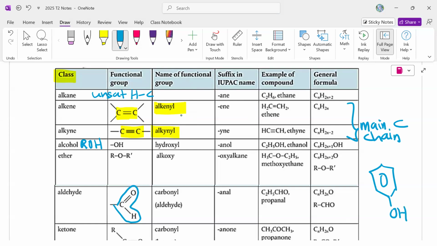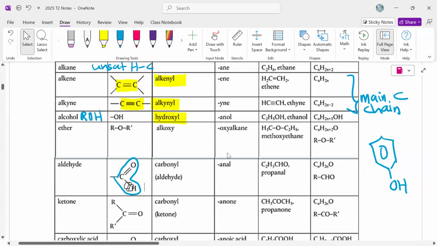But if it's an alkyl group bonded to OH, then we call the class alcohol. The functional group is OH, called hydroxyl. Okay? And a hydroxyl can be in the main chain or it can be a substituent. So it depends.